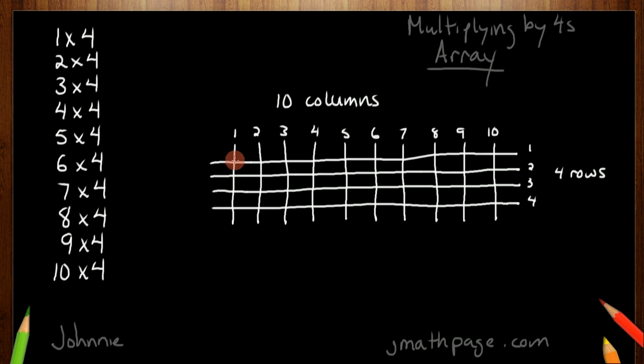Well, here's our 1 column. Here's our 4 rows. So let's see what happens. It crosses here, here, here, and here. Okay? So 1 column, 4 rows. 1, 2, 3, 4. We have 4 intersections. So we can say that 1 times 4, or 1 column and 4 rows, has 4 intersections.